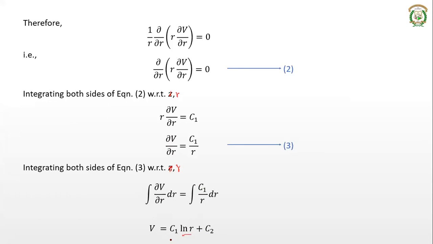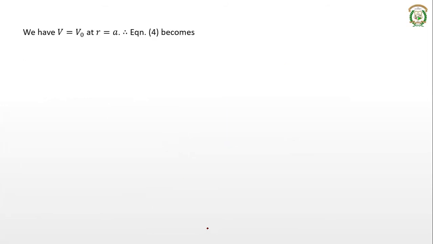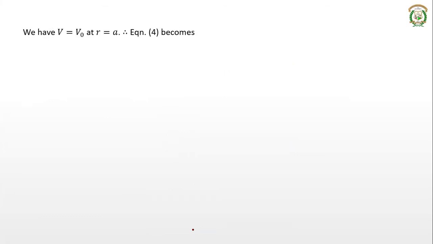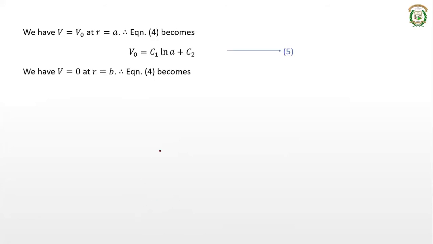Now we have to apply the boundary conditions and obtain the values of C1 and C2. In this particular equation 4, we will apply one boundary condition, that is V is equal to V0 at R is equal to A. If we substitute V0 and A here, what do you get then? You will get V0 is equal to C1 ln A plus C2.